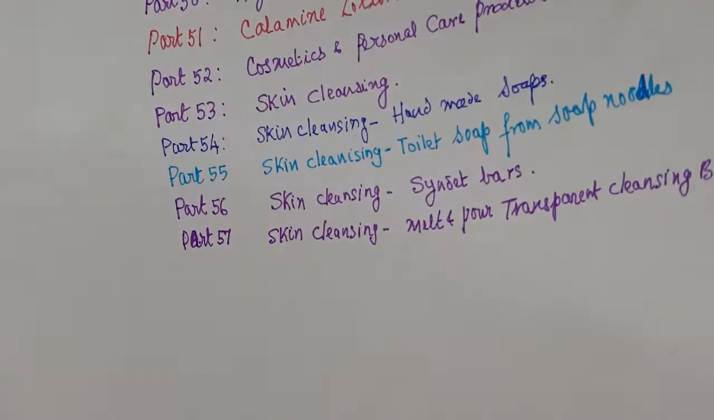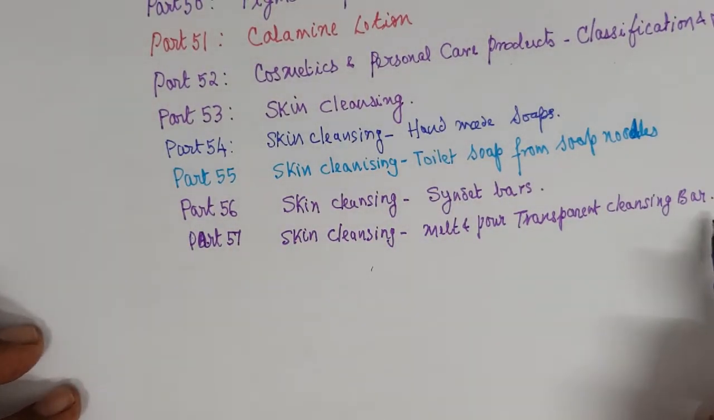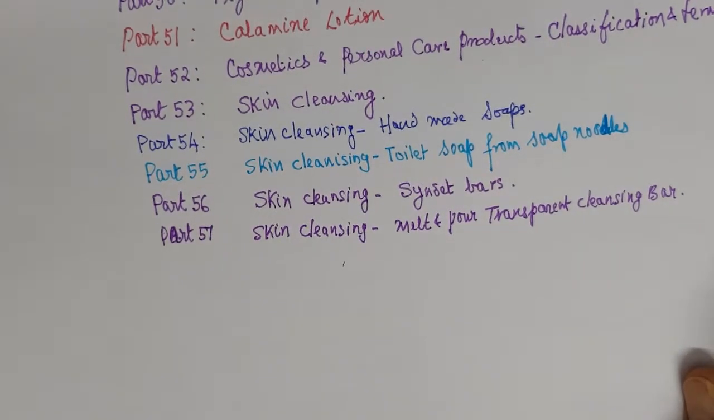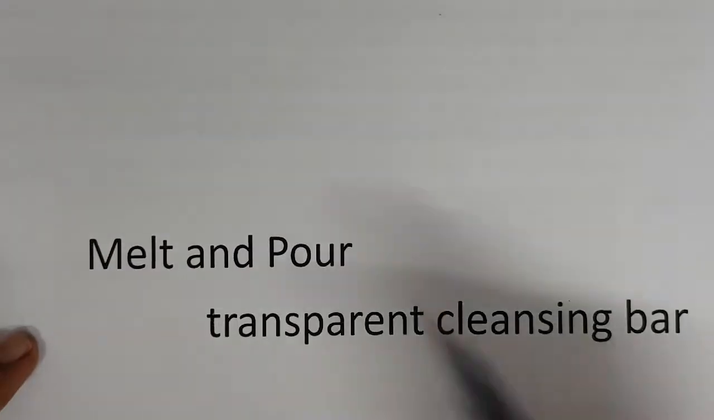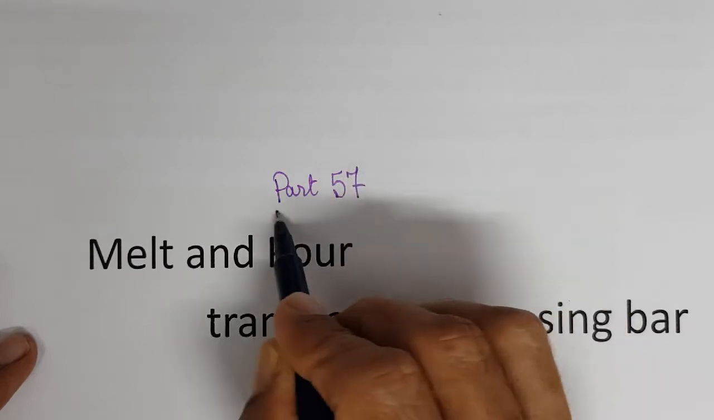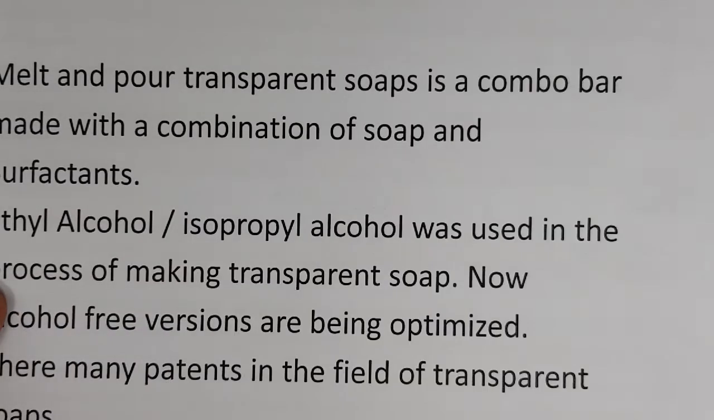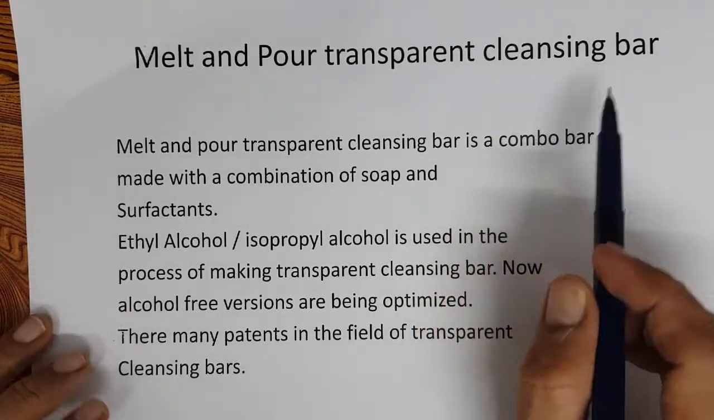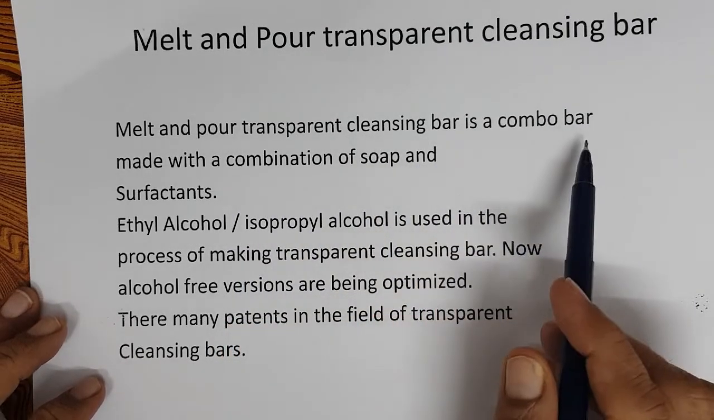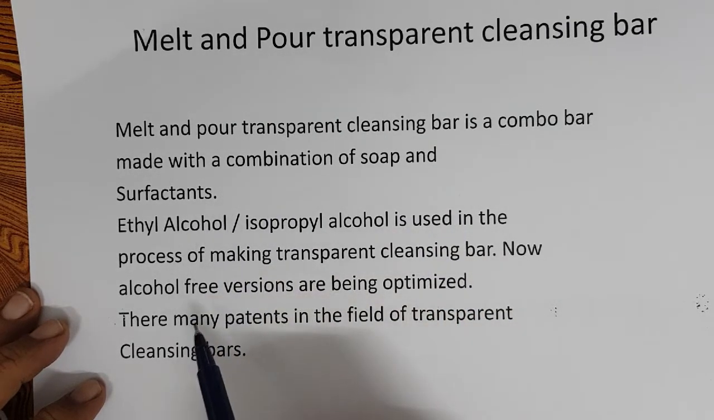So now we will go to part 57, skin cleansing, melt and pour transparent cleansing bar. Melt and pour transparent cleansing bar is a combo bar made with a combination of soap and surfactants.